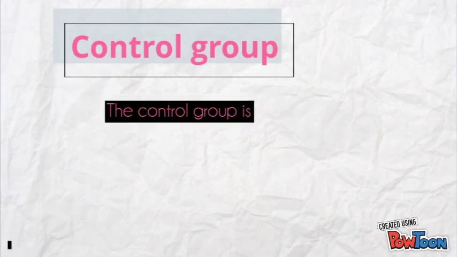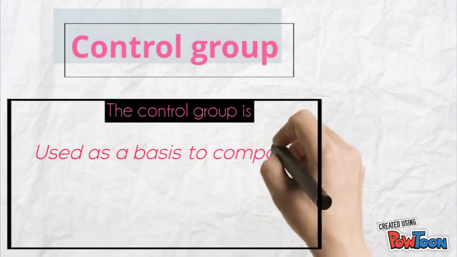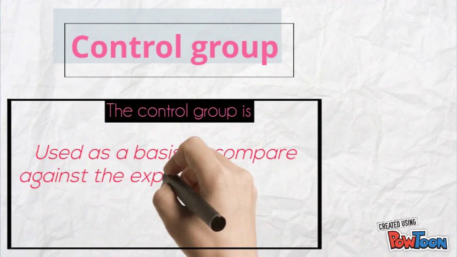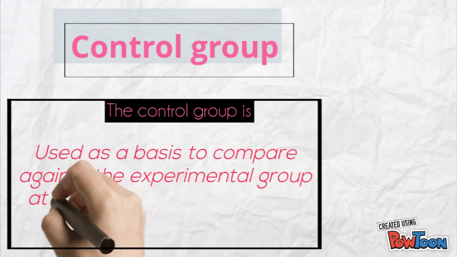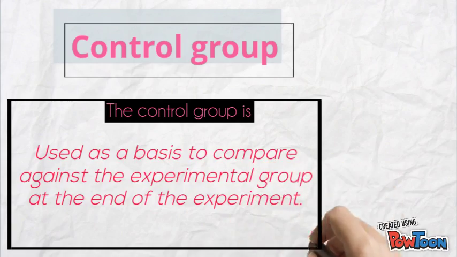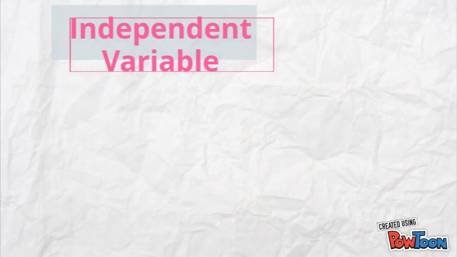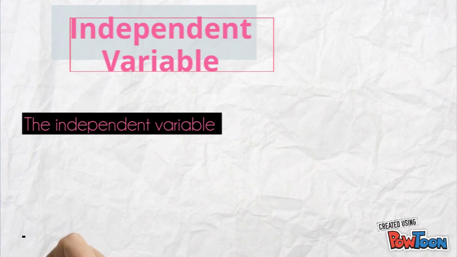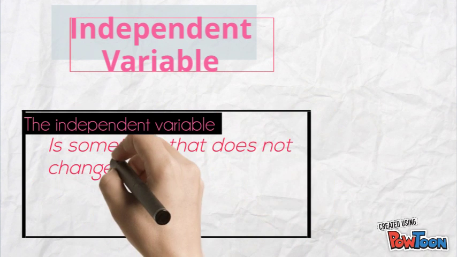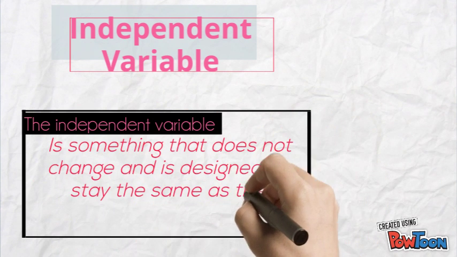The control group stays the same during the experiment. The control group is used as a base to compare against the experimental group at the end of the experiment. The independent variable should be viewed next. The independent variable is something that does not change and is designed to stay the same as the experiment takes place.